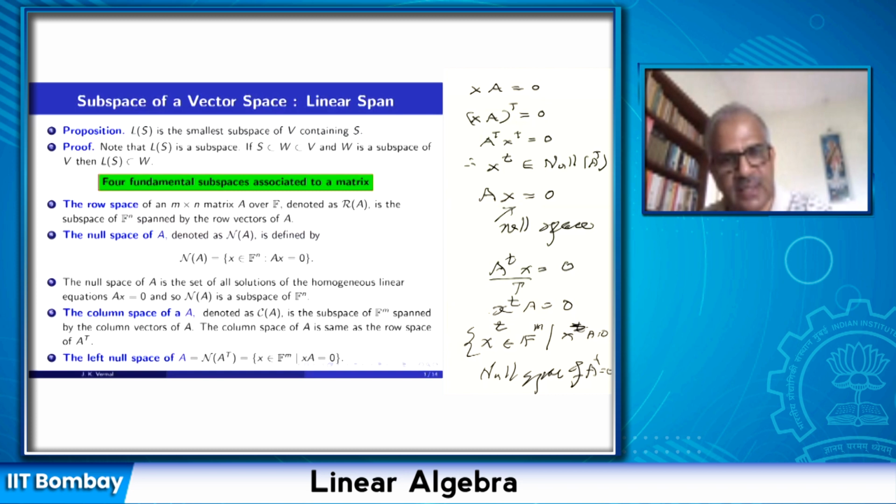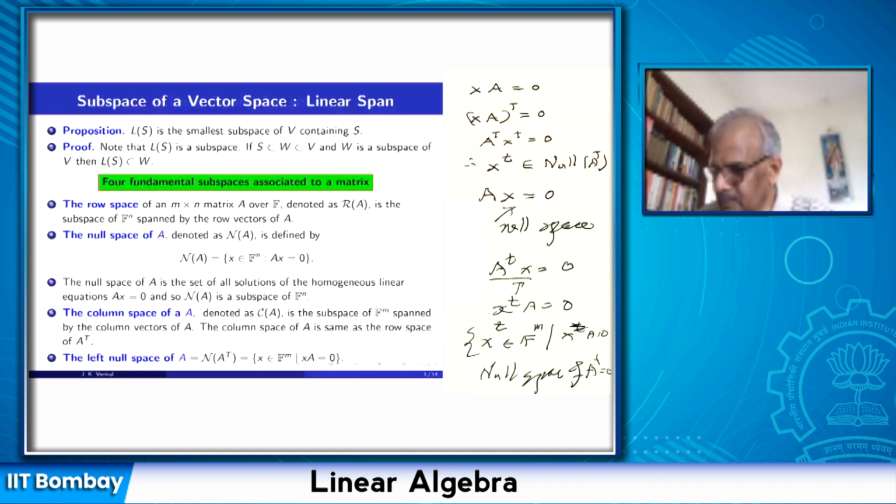Row space of A transpose is same as the column space. So the subspaces are associated with a given M by N matrix. Okay, we will meet these four subspaces later. A lot of linear algebra is concerned with identifying and computing these four subspaces of a given matrix.